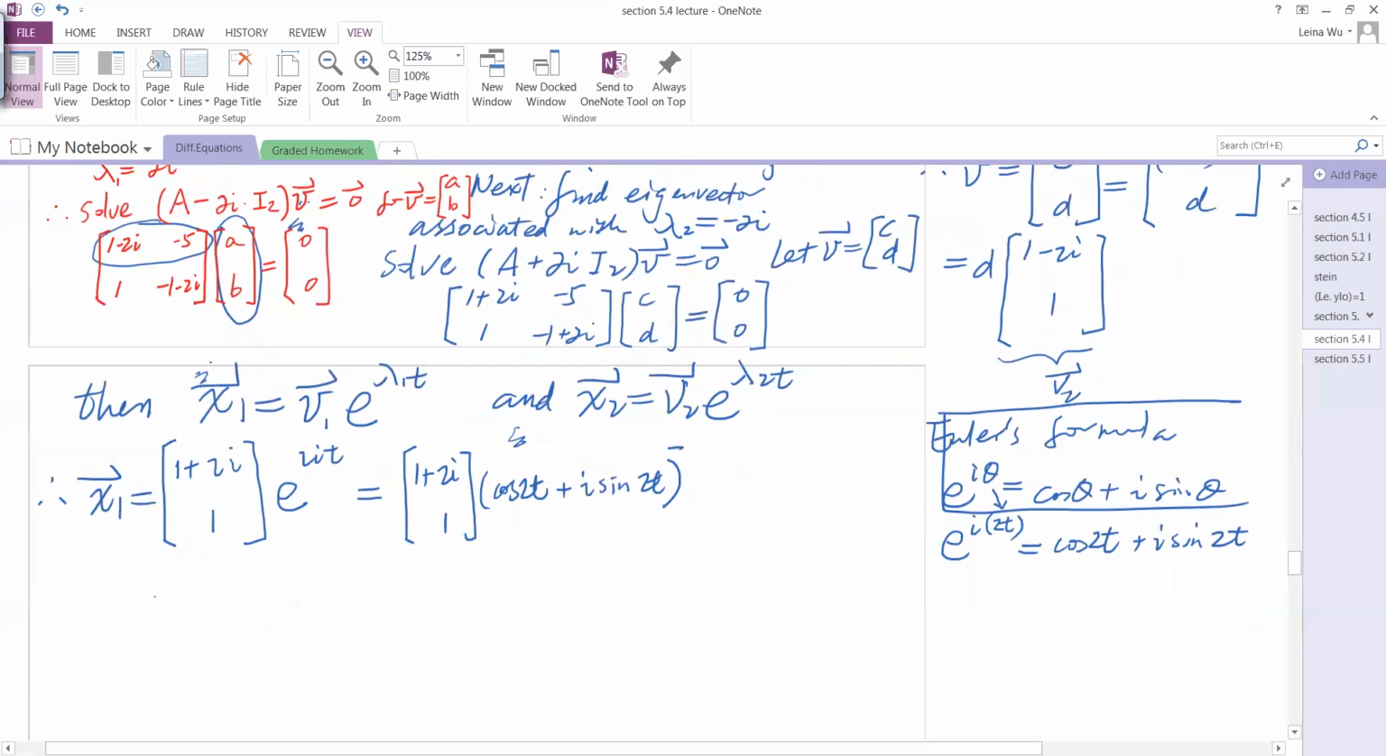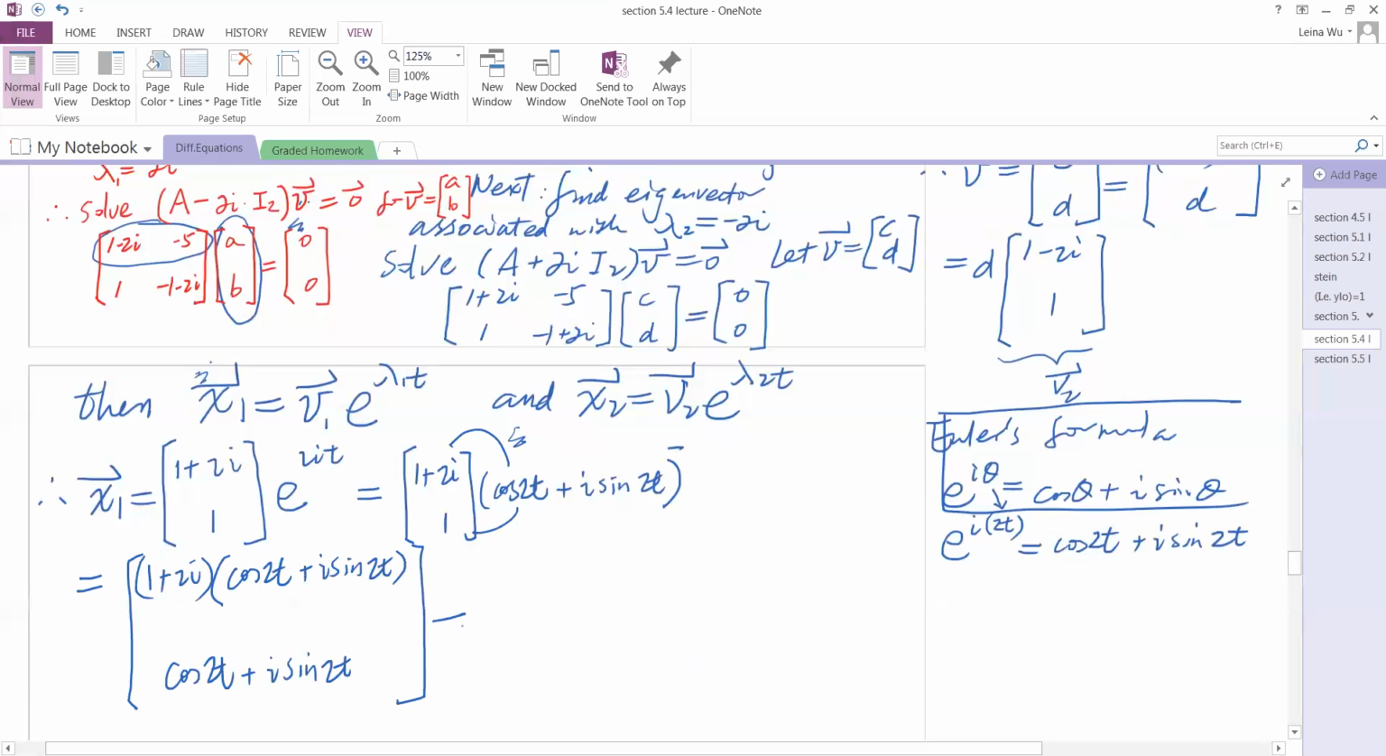All right, so let's see what we can do. We can distribute, multiplying this cosine 2t plus i sine 2t into the two components. So the two components will be 1 plus 2i times cosine 2t plus i sine 2t, and the bottom will just be cosine 2t plus i sine 2t. Good so far? Yeah.